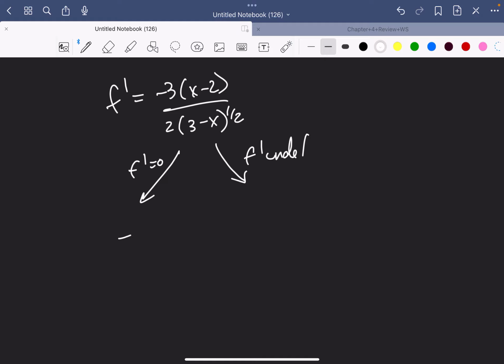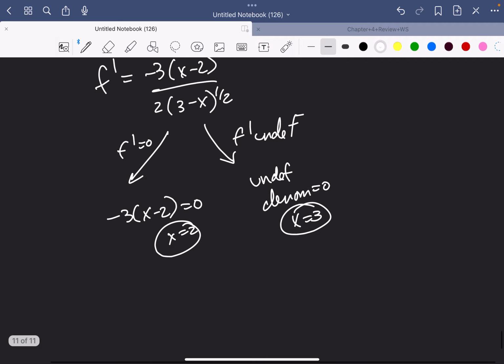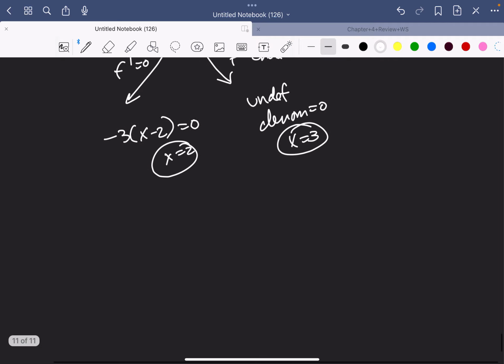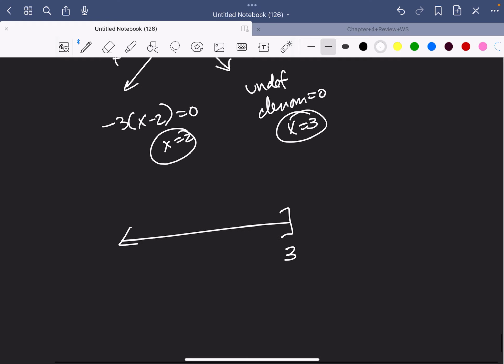It's where the numerator is equal to 0, so it's this. Equals 0 is going to tell me x is equal to 2. And then undefined? Undefined is where the denominator is equal to 0. I think that's pretty clear that that's x is equal to 3, right? So we look at our domain. Well, we already said that it only goes from 3 to the left out to negative infinity, but now we've seen that 3 is a nice critical value, and then so is 2.